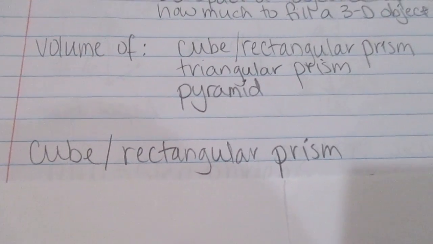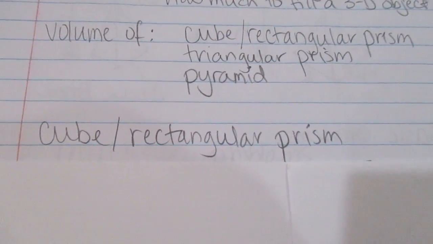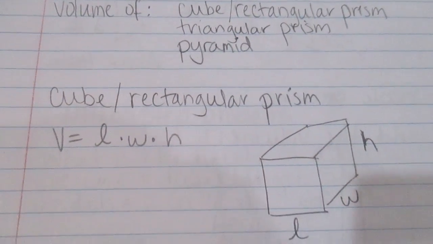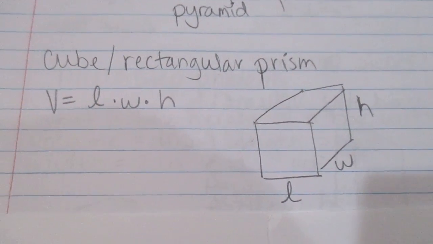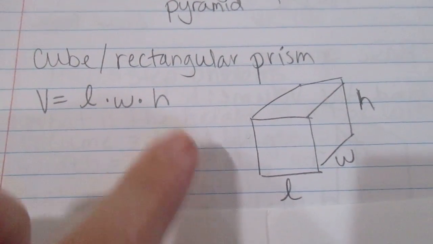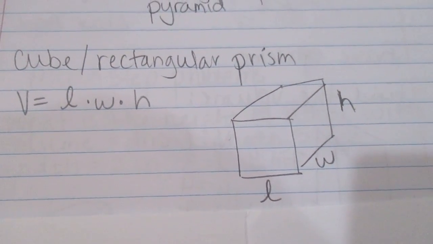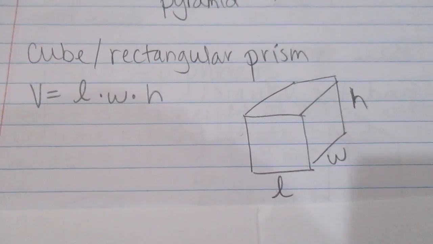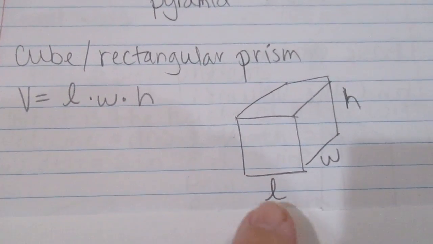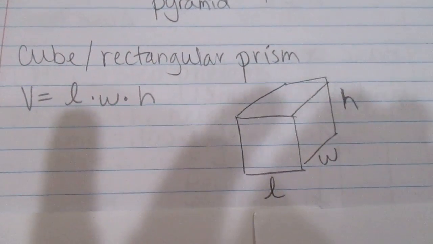The first formula we're going to look at is the formula for a rectangular prism or a cube. The formula for a rectangular prism or a cube is the length times the width times the height. So length times width times height. And this is an image of a rectangular prism where you have the length, the width, and the height. And sometimes the length and the width can be interchanged depending on the drawing.